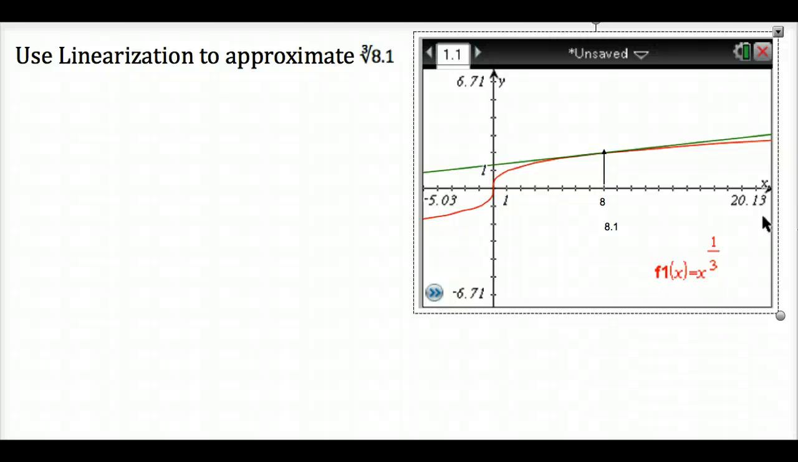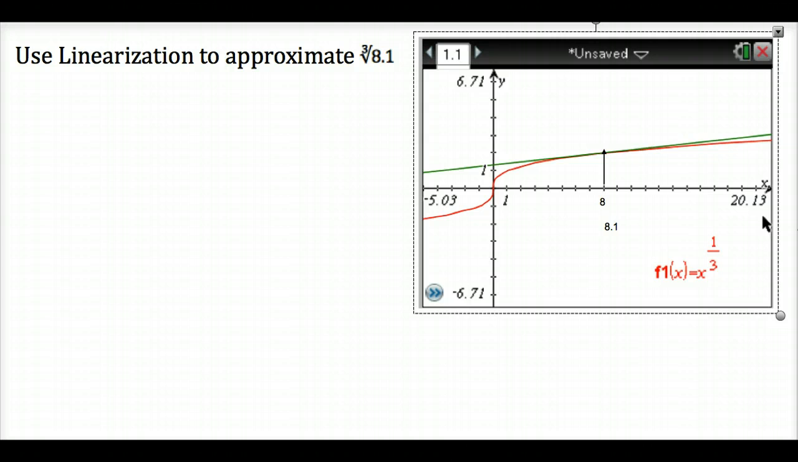Hello again. We are now going to take what we learned about differentials and apply it to what we call linearization. When we did differentials, the differentials told us how much y changed by if we changed x by a little bit. Well, with linearization now, we're going to find not how much the y changes, but the actual y value if the x changes.